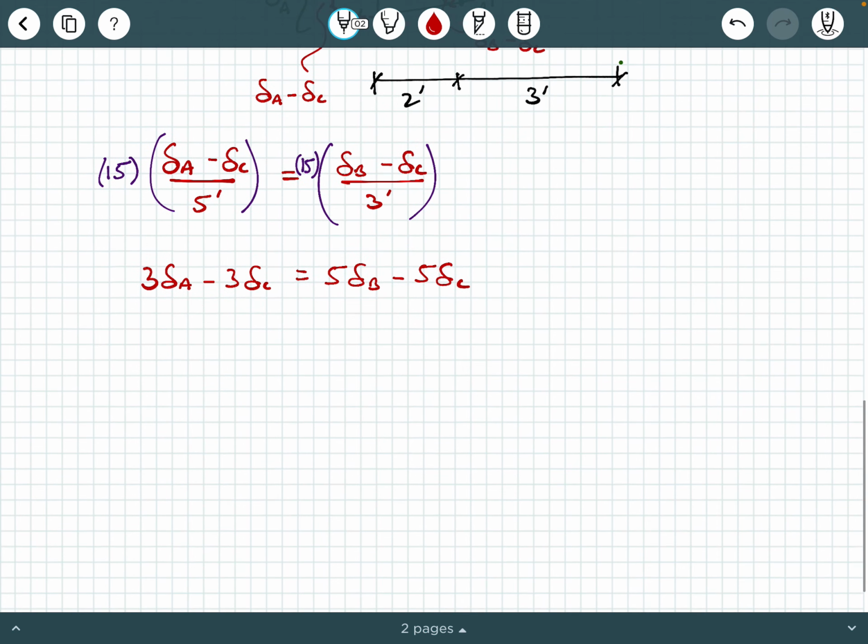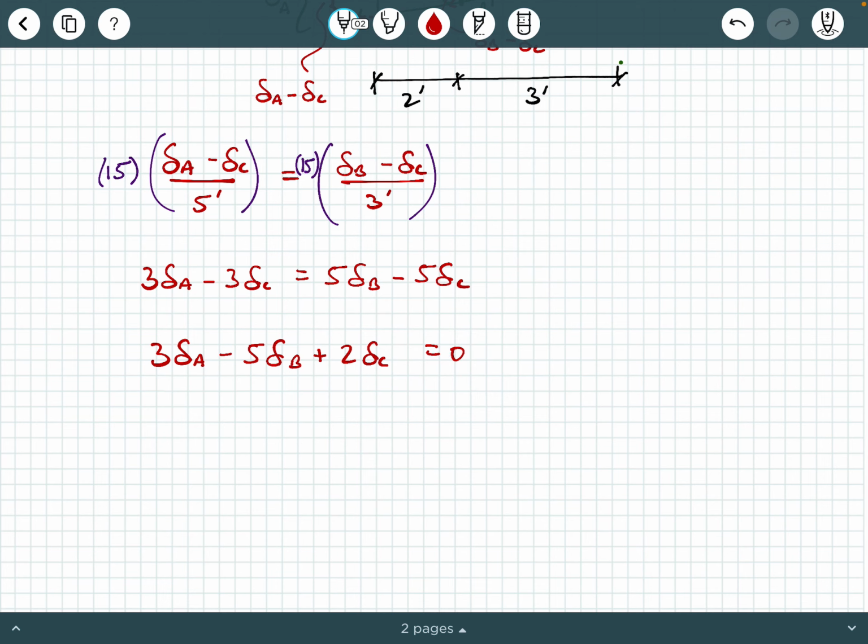Now we can combine like terms because we have a delta C term that shows up twice here, and we can rearrange this and get 3 delta A minus 5 delta B plus 2 delta C equals 0. So maybe pause the video, rewind it, do this on your own paper, make sure you follow along and you know where this comes from.